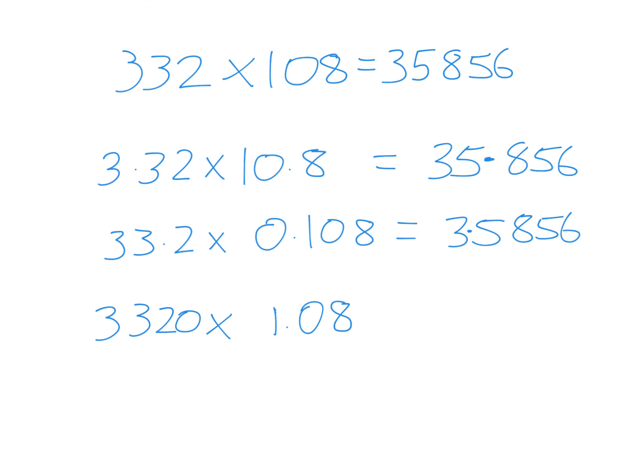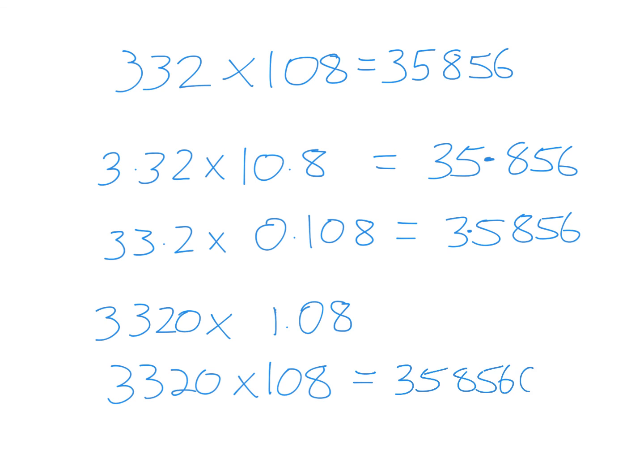So how would I do this one here? Well, if 332 times 108 is that, then that means 3,320 times 108 will be exactly the same, but it will have a 0 on the end. I've just times one of the numbers by 10. That's how I went from 332 to 3,320. So if I times one of the numbers by 10, then I need to times my answer by 10. And when you times a whole number by 10, you just add a 0 on the end. So this is what happens if I do 3,320 times 108.